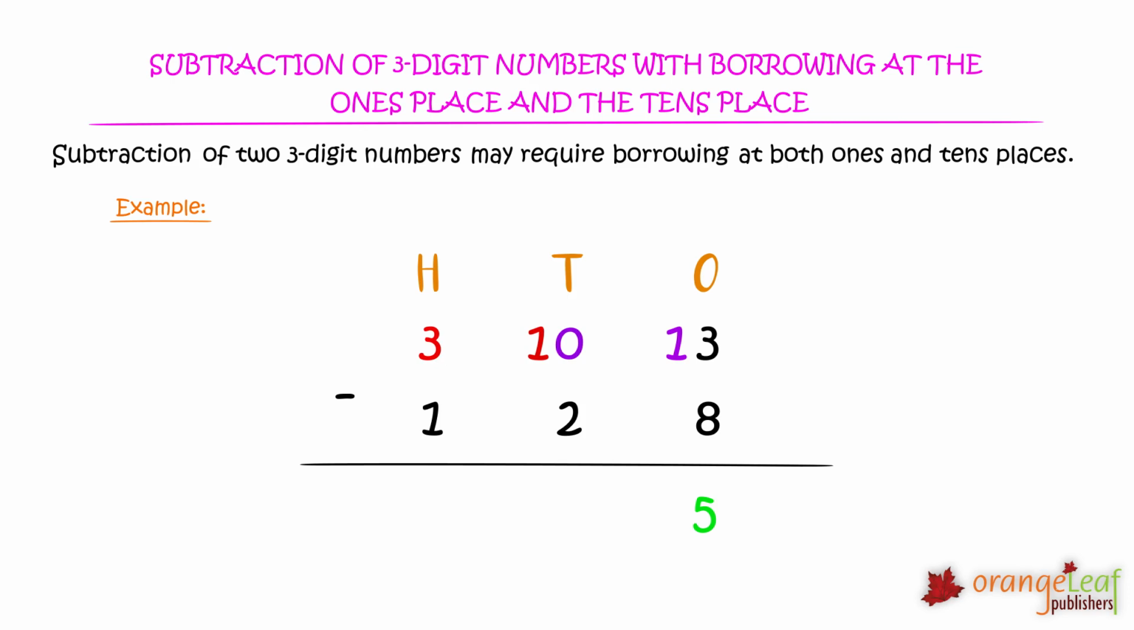Step 2. Subtract the tens. That is, 10 minus 2 is equal to 8. Step 3. Subtract the hundreds. That is, 3 minus 1 is equal to 2. 2 is in the hundreds place, 8 is in the tens place, and 5 is in the ones place. Thus, 413 minus 128 is equal to 285.